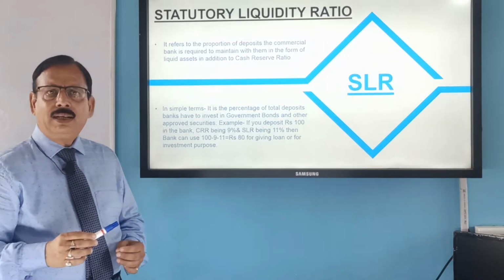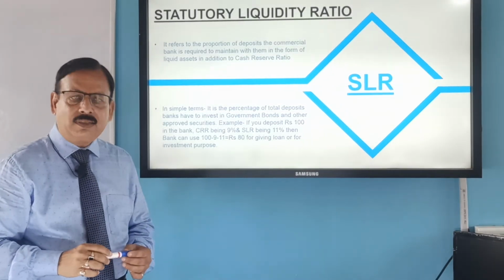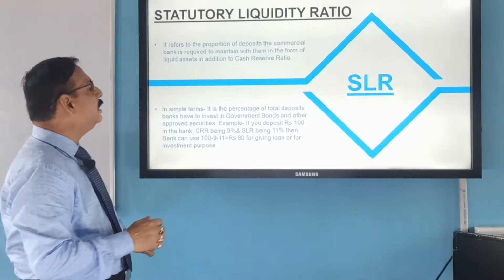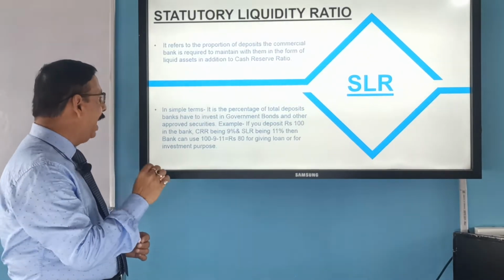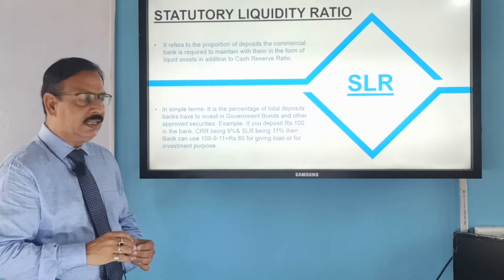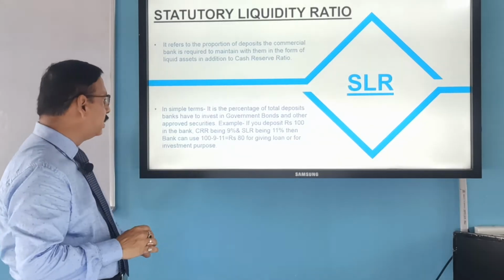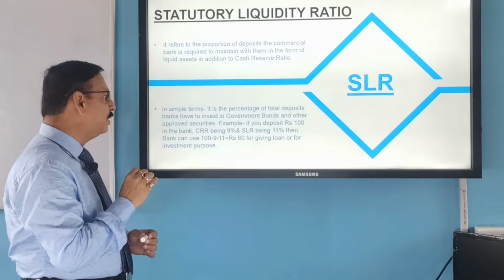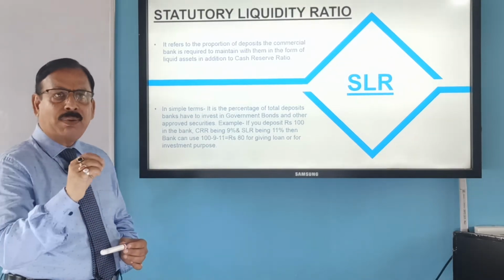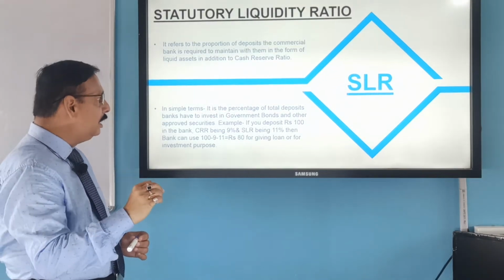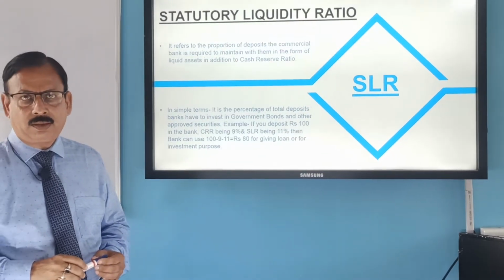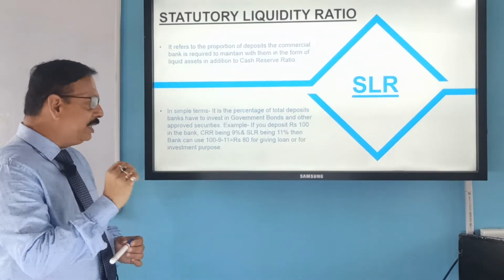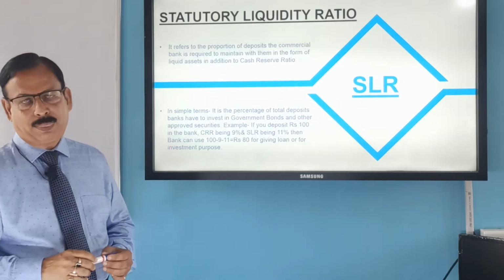Now I will explain in the simple terms. It is the percentage of total deposits banks have to invest in government bonds and other approved securities. Means bank will invest where? In the government bonds. So this can be best explained with an example.